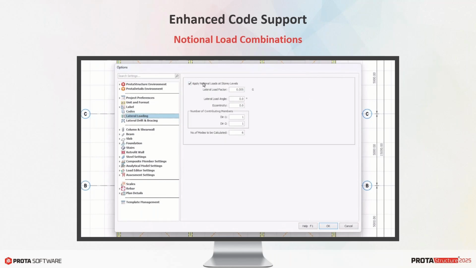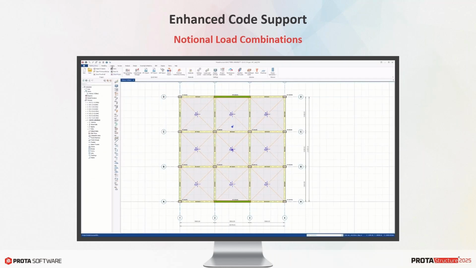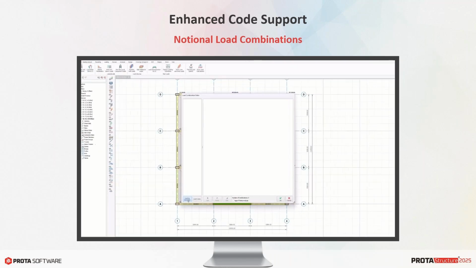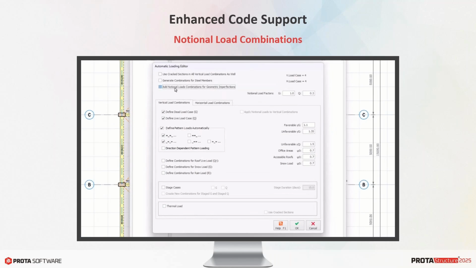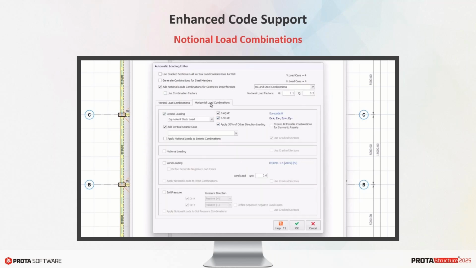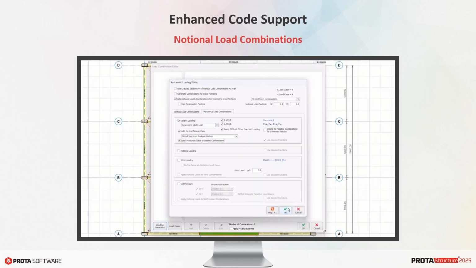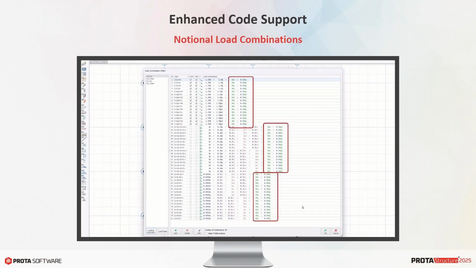Another important aspect that we focused on was the notional load combinations. In the countries where wind loads or seismic loads do not govern the design, the minimum lateral loads, also called notional loads, are used. The story loads are usually calculated as a fraction of dead and live load. But notional loads have another use for us.